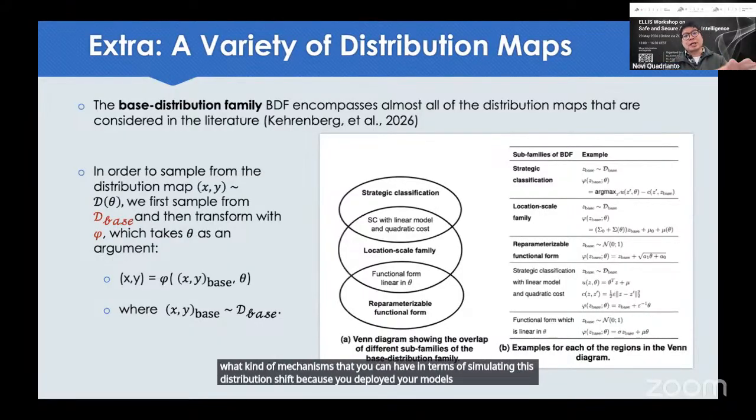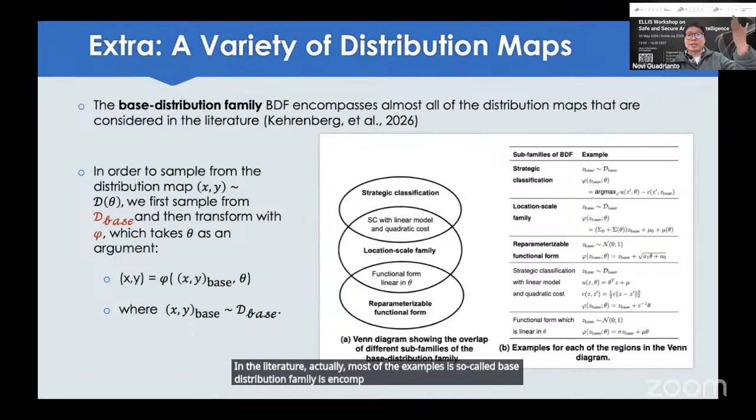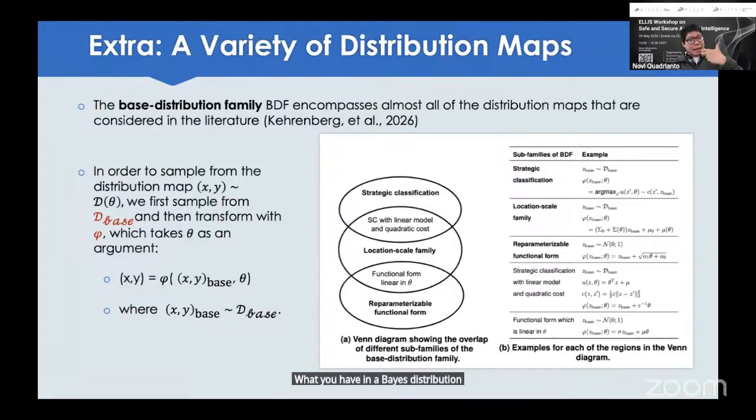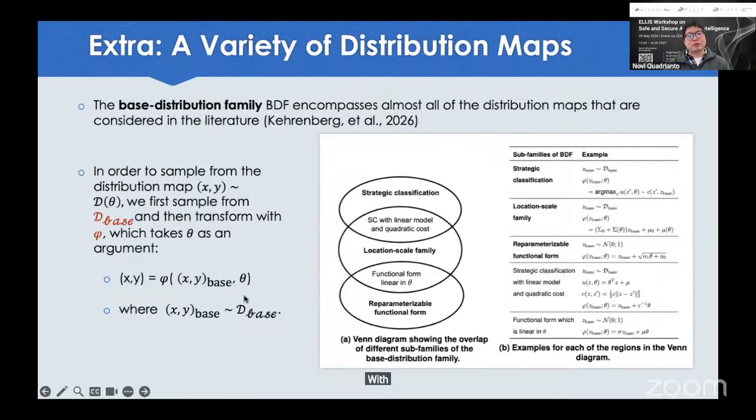In the literature, most of the examples are in the so-called Bayes distribution family. It encompasses almost all of the distribution maps that are considered, including the one that strategic classification was mentioned with. In the Bayes distribution map, you take your data from some Bayes distribution, from a Gaussian distribution, or whatever distribution you might want to think about. And then there is a transformation, phi, that takes those samples from the Bayes distribution and transforms them with respect to the theta information.